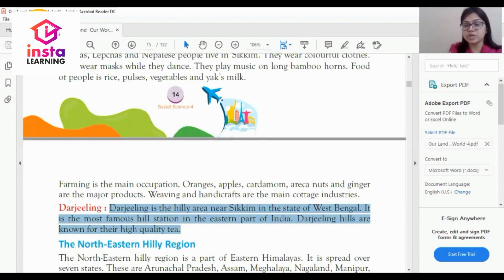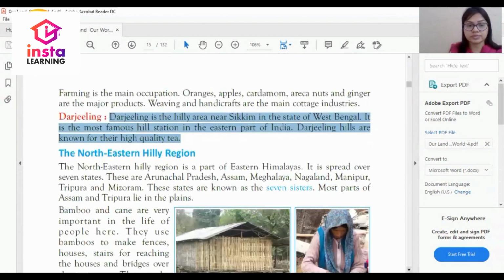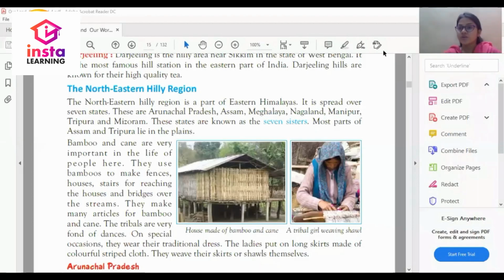So dear student, let's discuss the third learning objective of the chapter. So let's discuss the northeastern hilly region. Dear student, the northeastern hilly region is a part of eastern Himalayas. It is spread over 7 states.